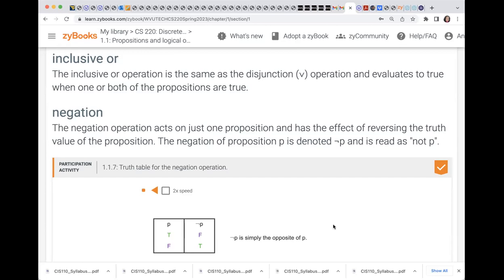Can any of you give examples of anywhere you have seen these logical operators, and, or, exclusive OR, in any of your studies or in any computer applications? Boolean operation. Boolean operations, very good.